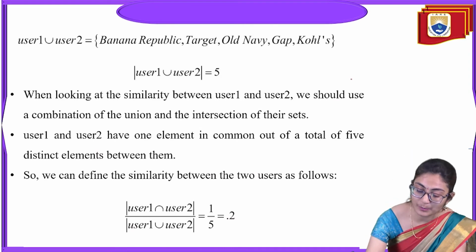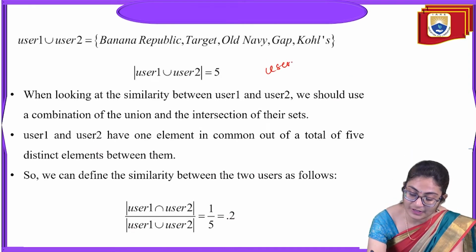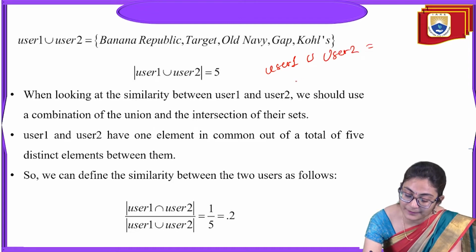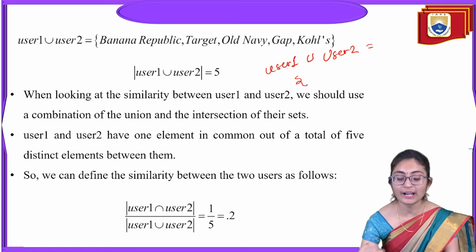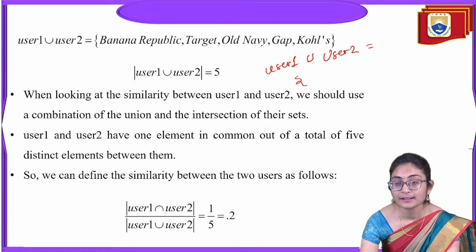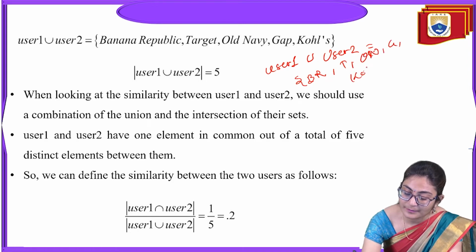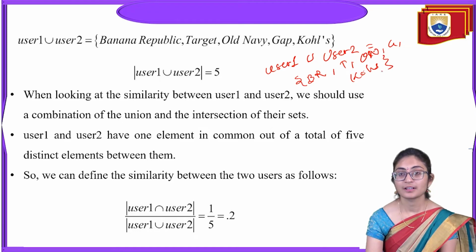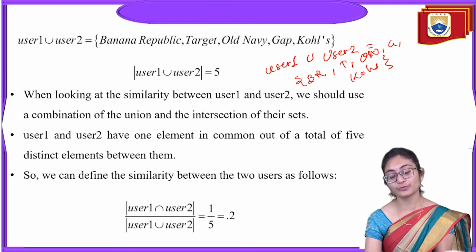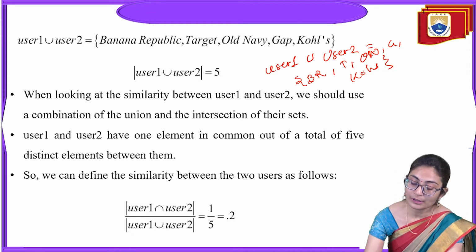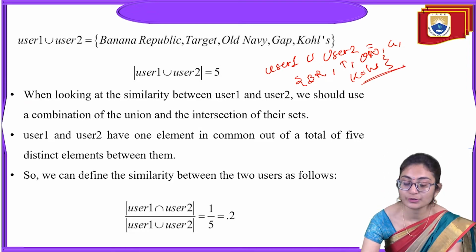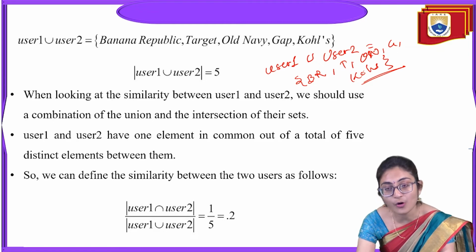And for this purpose, we can write user 1 union user 2. And obviously, if it is a set, we have to denote it in curly brackets. Now we can write Banana Republic, Target, Old Navy, Gap and Coles. This is our set. We can't repeat the values. So user 1 union user 2, we will collect all the values.